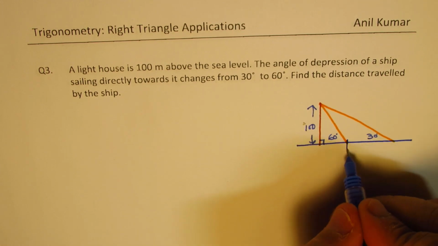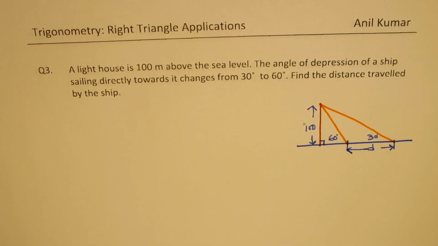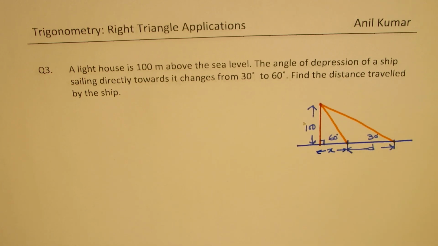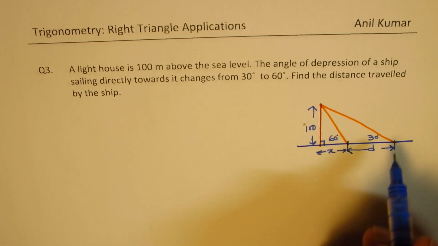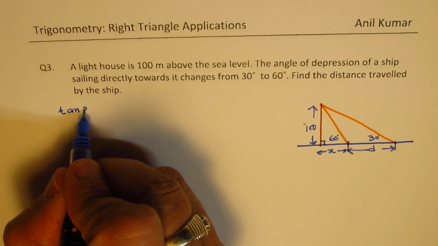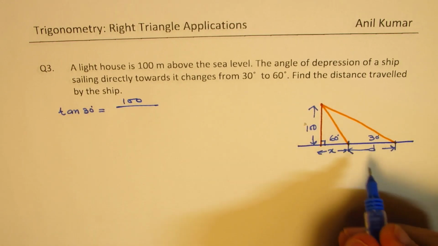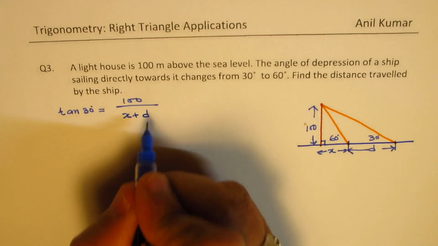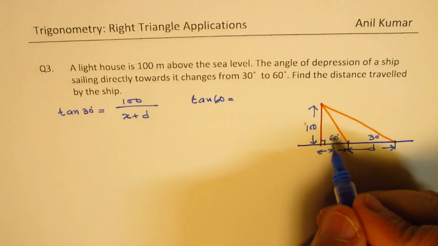We need to find this distance d traveled by the ship, right? Now, let this distance be x. How will you find d? Well, we can again use the tan ratio. We know tan of 30 degrees should be 100 over adjacent side big triangle x plus d. The smaller triangle tan of 60 degrees should be equal to 100 over x.